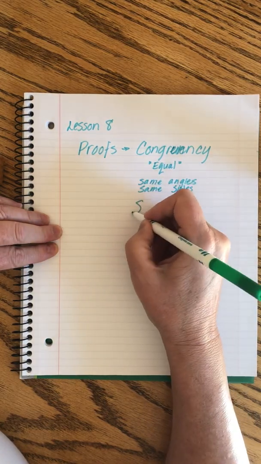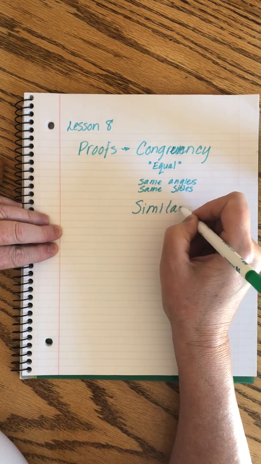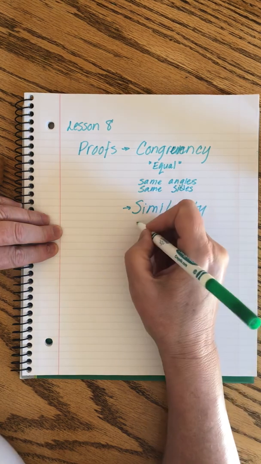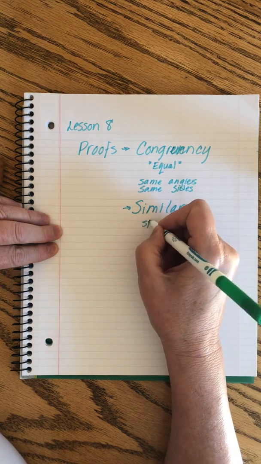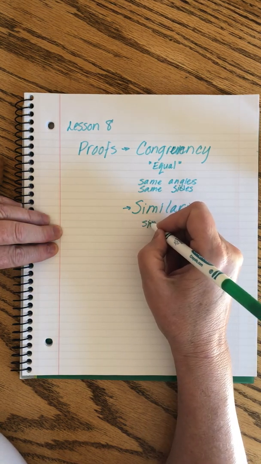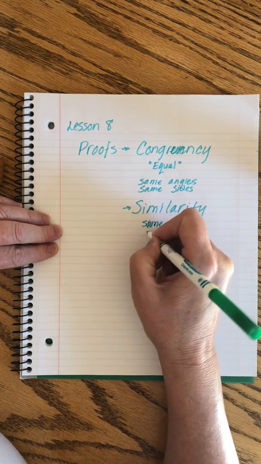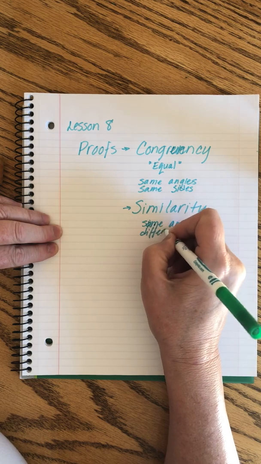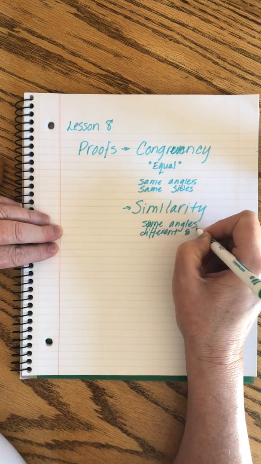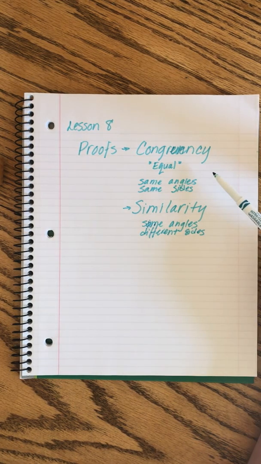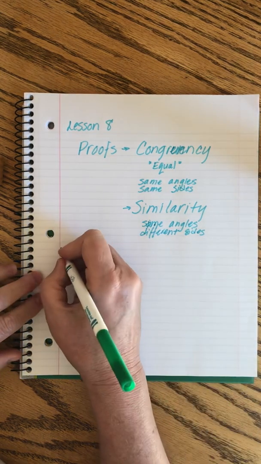By comparison, we sometimes do proofs to prove similarity. And with those, the shapes aren't exactly the same. They have the same angles, but they have different length sides. Okay, so this is what most proofs are doing: they're giving us a shape or a couple shapes, and they're asking us to either prove congruency or prove similarity. All right, we're going to baby step into this.